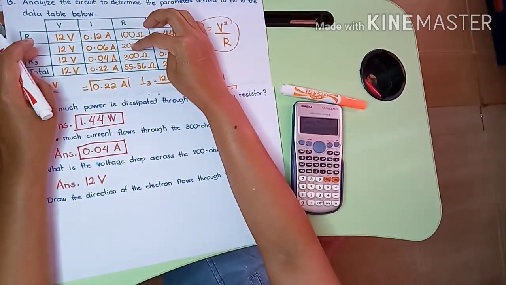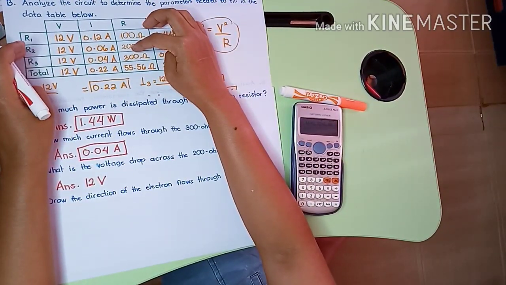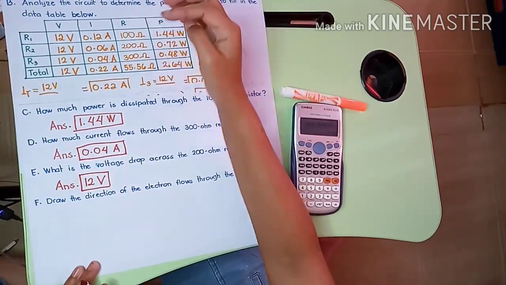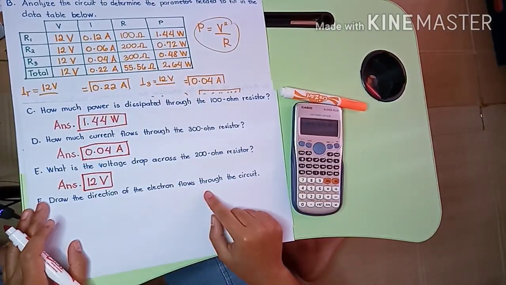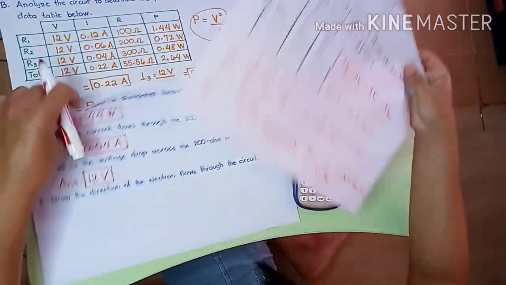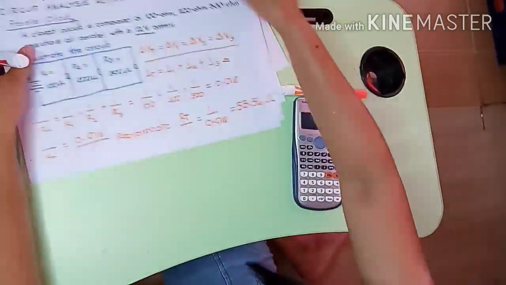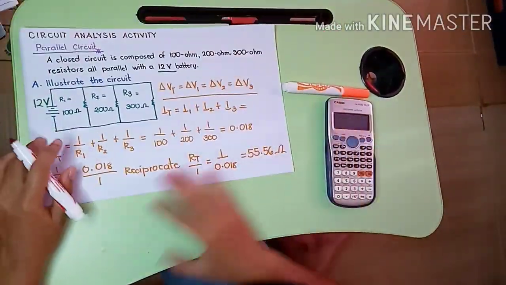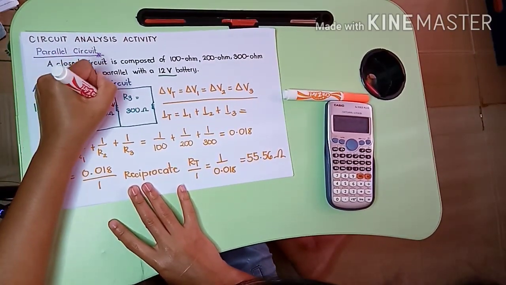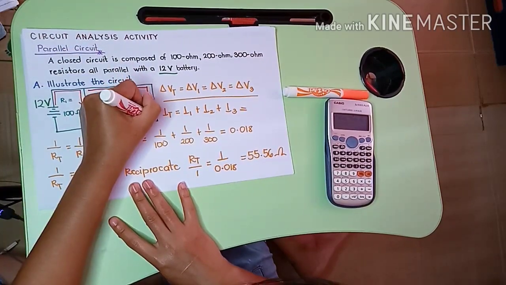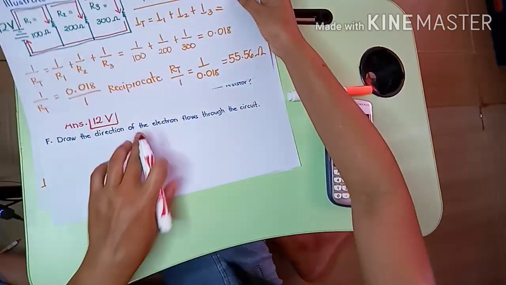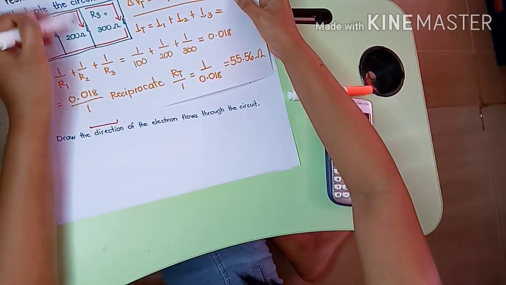Letter E, what is the voltage drop across the 200 ohm resistor? So we have here 12 volts. Letter F, draw the direction of the electron flow through the circuit. We will draw the electron flow. So from here to here, from here to here, and from here to here. Then that is the direction of our electron flow.